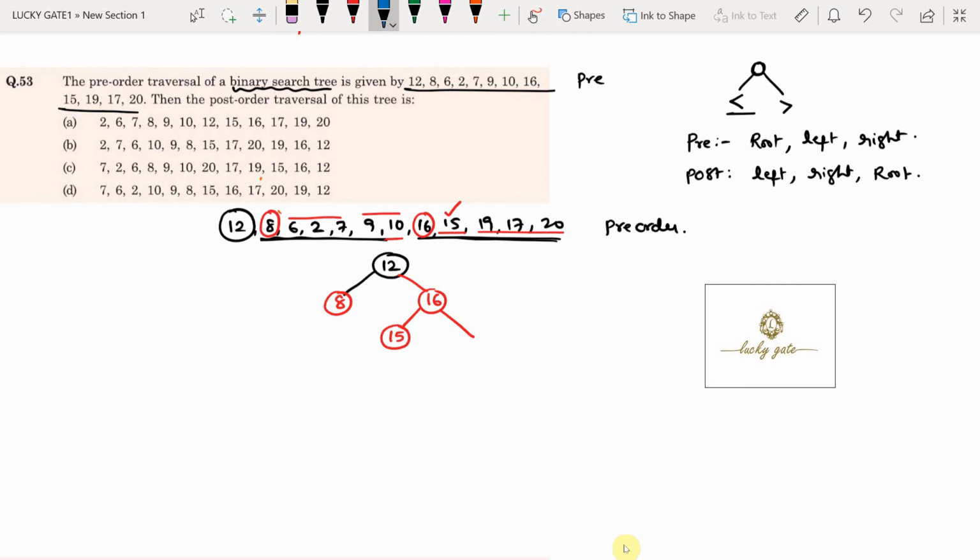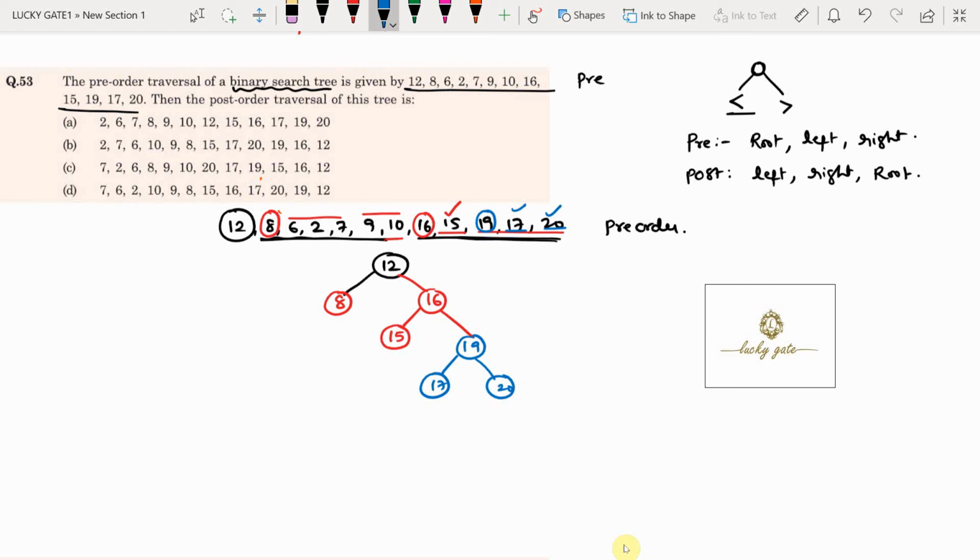Now the root node in the right subtree of 16 is 19. Key values less than 19 will be the left subtree, that is 17. Key values greater than 19, that is 20, will be the right subtree. Now this part is completed. Now we have to continue with the other part.